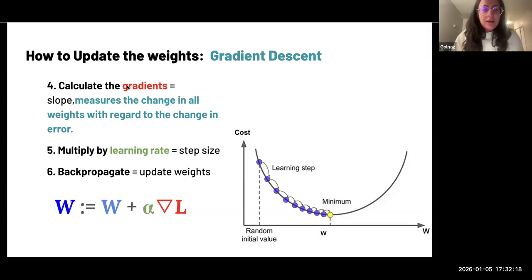So once you have the gradients and learning rates, it's time to update the weights. Hopefully, they will get better and the loss will be less in the next iteration.